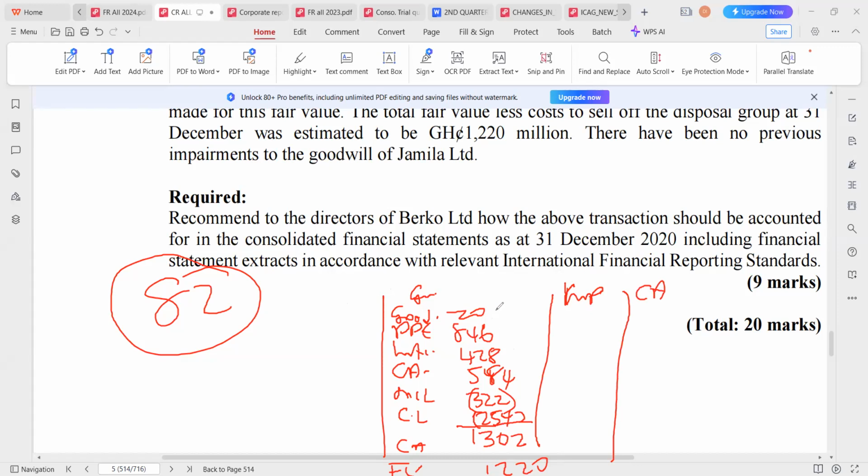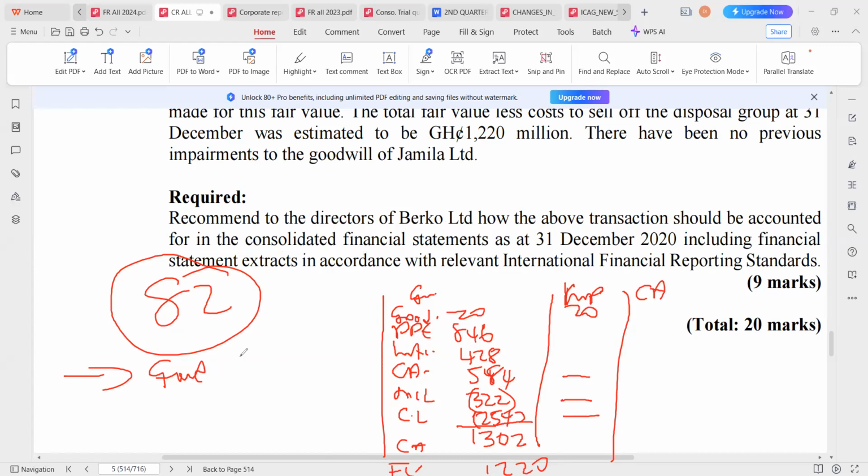So here, first, goodwill. So 20 is gone. How much left? 62. The other assets, the current asset and non-current liability, whatever, they don't qualify. So you can decide to put a dash there. Agreed? Yes, sir. So how much left?